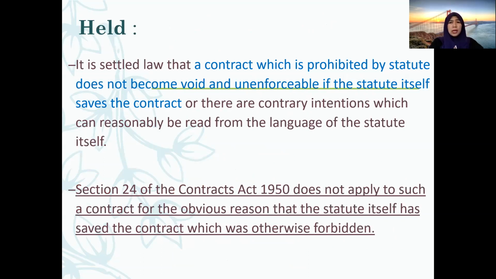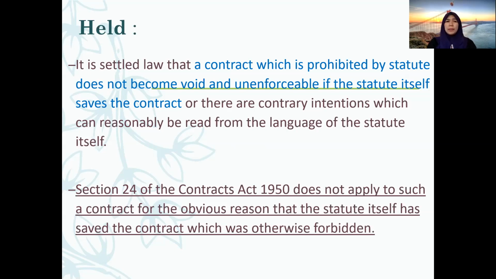So this is the observation by the court. The court has to examine the facts here. Was the contract actually illegal or not? Was it enforceable or not? The court said that it is settled law that a contract which is prohibited by statute does not become void and unenforceable if the statute itself saves the contract, or there are contrary intentions which can reasonably be read from the language of the statute itself.